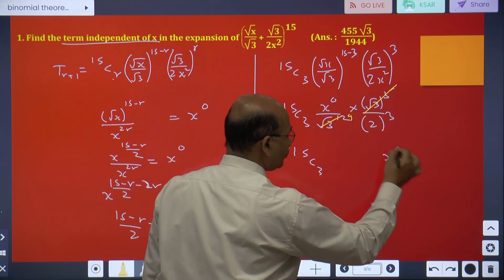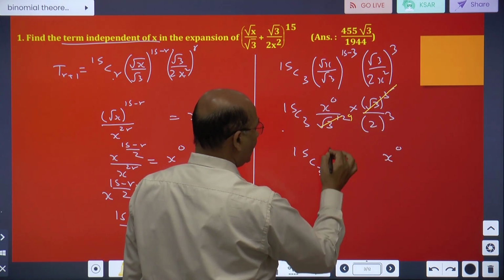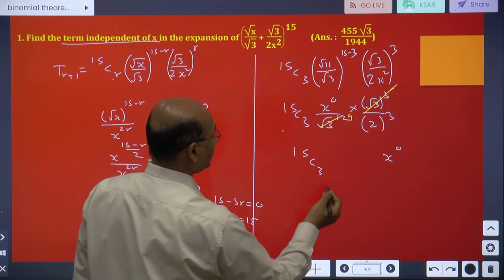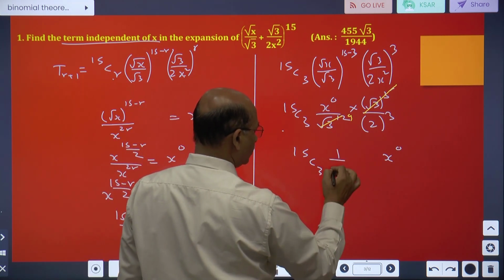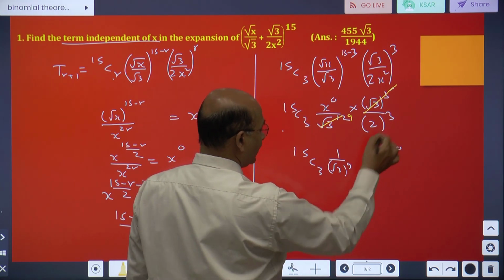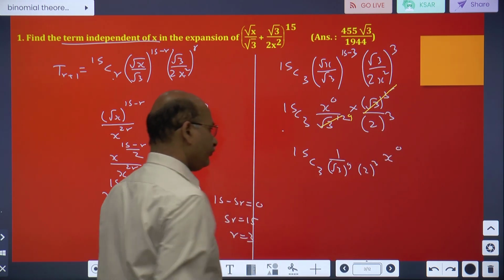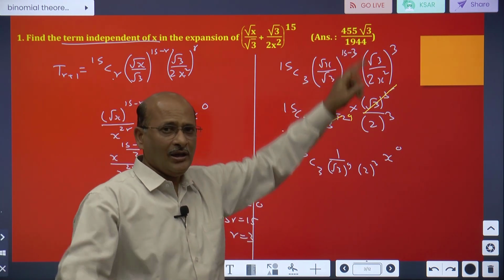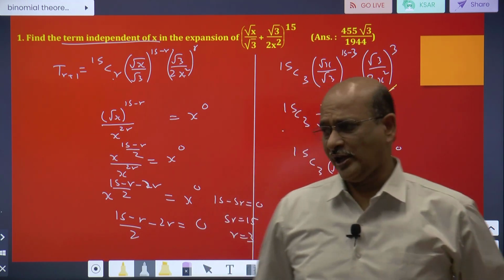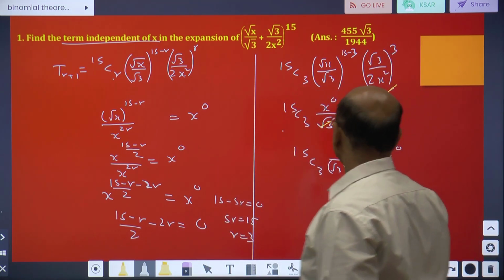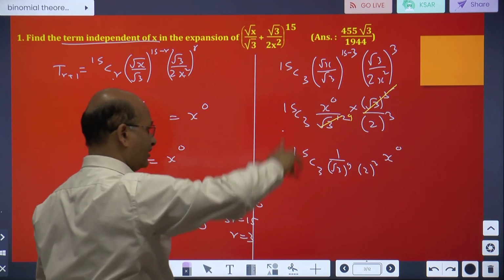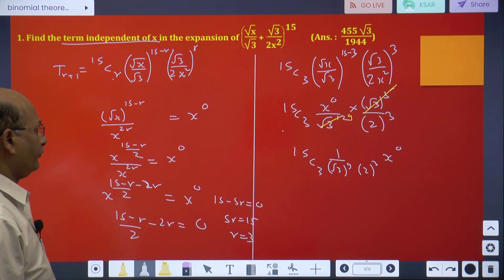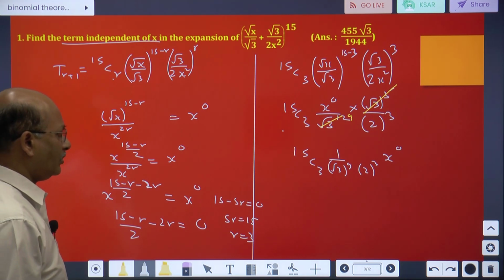I can write x raised to 0 at the end. Here there is nothing, what is left out is 15C3 times 1 upon root 3 raised to 9 and 2 raised to 3. Now if you see carefully, 15C3 will be 455. Can you calculate 15C3, what are you getting? Just check and tell me whether it is 455. They have mentioned to keep root 3 as it is. So this is the term which I am trying to find out.